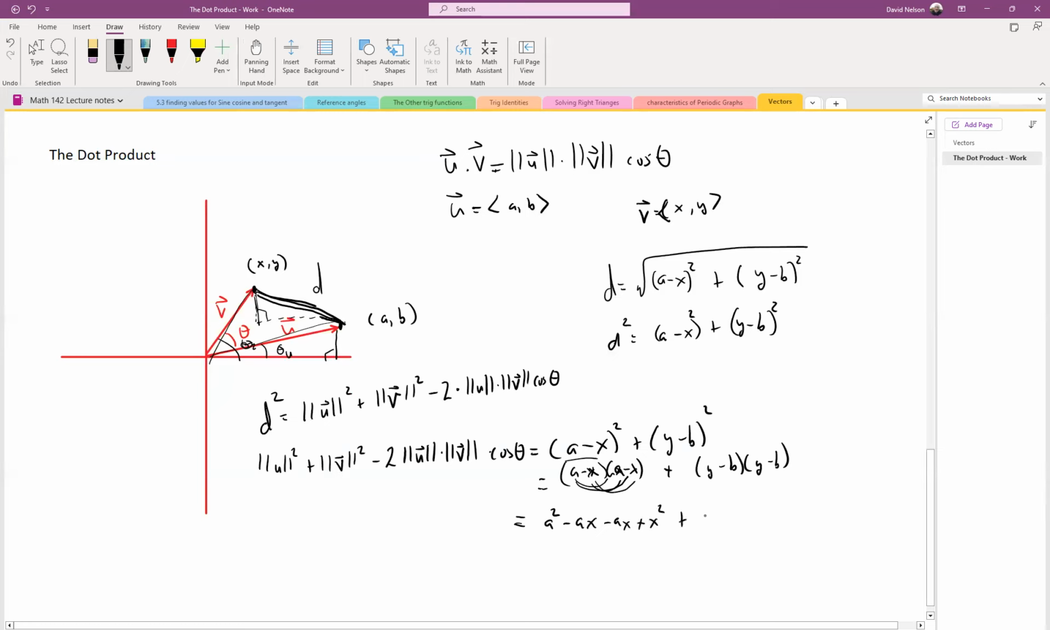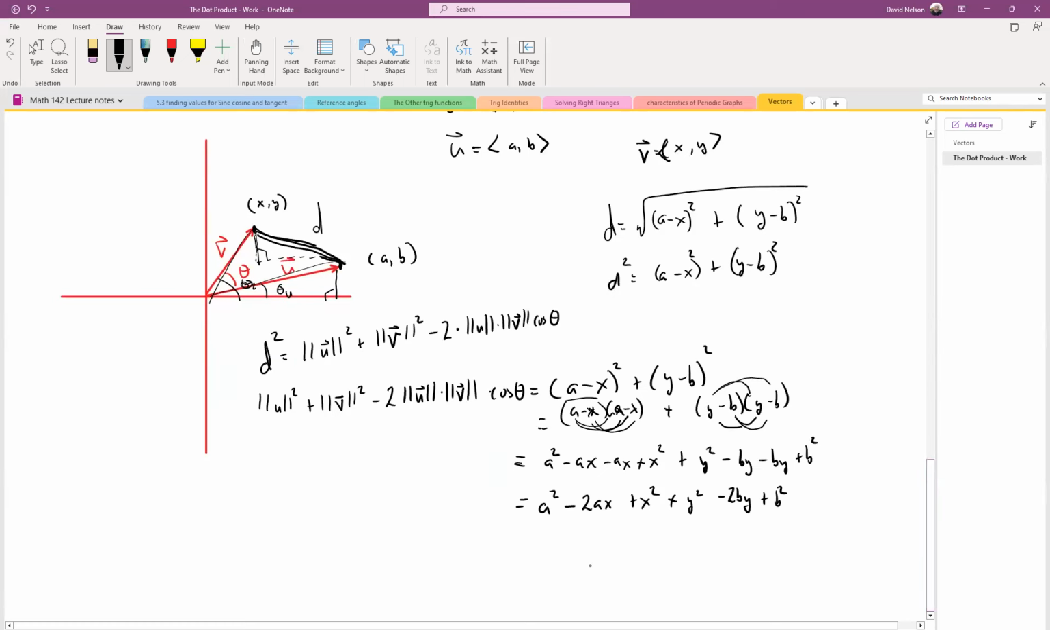And then I'm going to get a negative x times a negative x, which is a plus x squared. And then on the other side here, I'm going to get a y times y, a y squared. I'm going to get a minus by and another minus by from the outers and the inners. And then the last two is going to be a plus b squared. So the right side of the equation here is a squared minus 2ax plus x squared plus y squared minus 2by plus b squared.